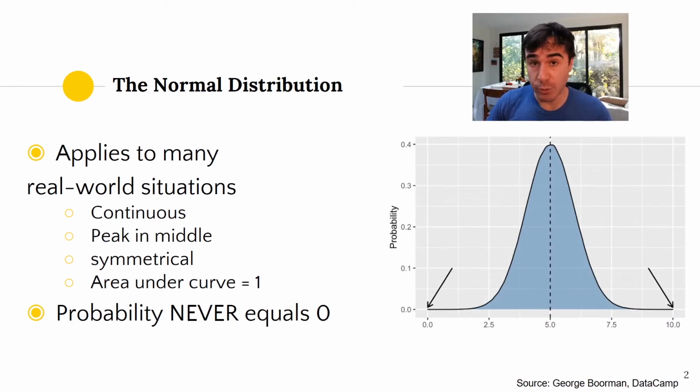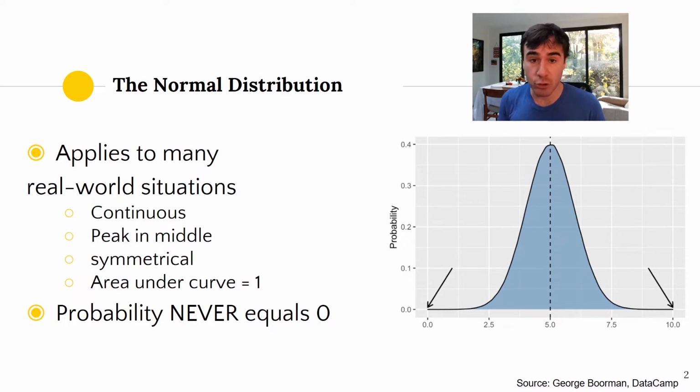The normal distribution applies to many real-world situations, and it has a number of properties that you need to remember. First, it's a continuous distribution. It's not discrete like the distribution for rolling a dice. It's also not uniform like the distribution of rolling a dice. It peaks in the middle. So the probabilities of obtaining certain numbers or certain outcomes is not the same, unlike rolling a dice.